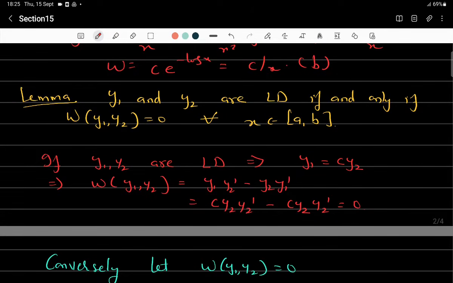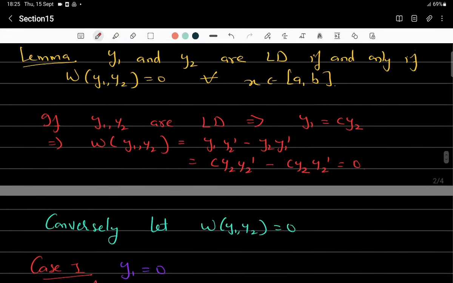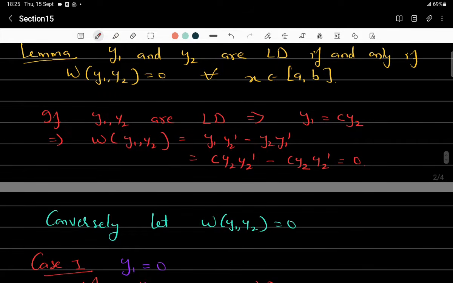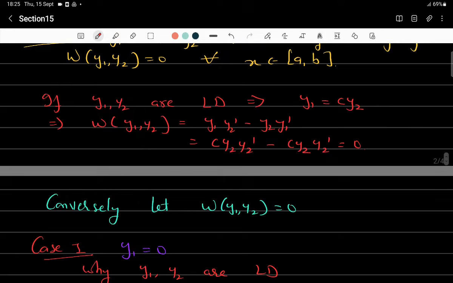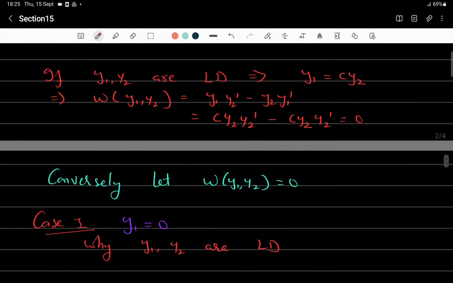So assume that the Wronskian is 0. Yes, if the Wronskian is 0, we will consider two cases. The first case where y1 is 0, the other case where y1 is not 0. If y1 is 0, then again it is straightforward to say that y1 and y2 are LD. Try to think why. Take your time and think. If y1 is 0, then why are y1 and y2 LD?